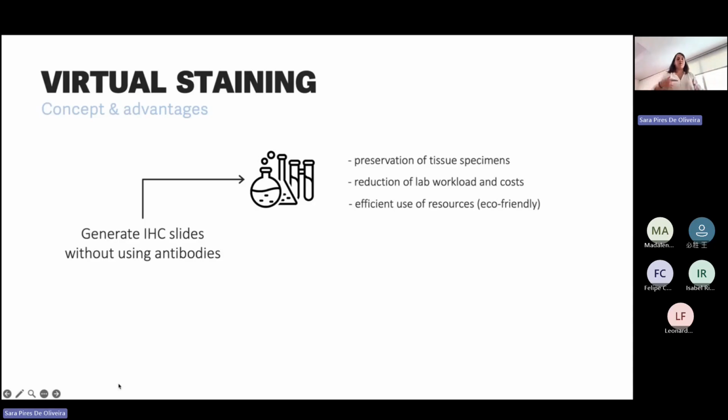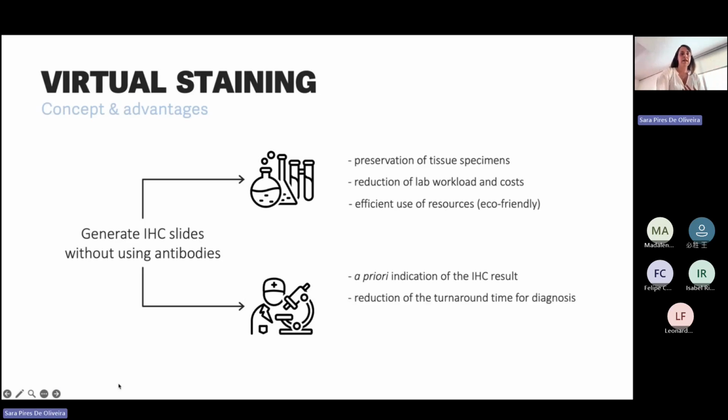It just makes everything more efficient and also eco-friendly, because then we don't need the antibodies that are first super expensive and then also not that eco-friendly. And then from the pathologist point of view, or the clinical point of view, this can be used as an indication of the immuno without having to perform the immuno. It also reduces the turnaround time, right? Because if they have the H&E, they can just push a button and then they have the immuno result, and they don't have to ask for it.